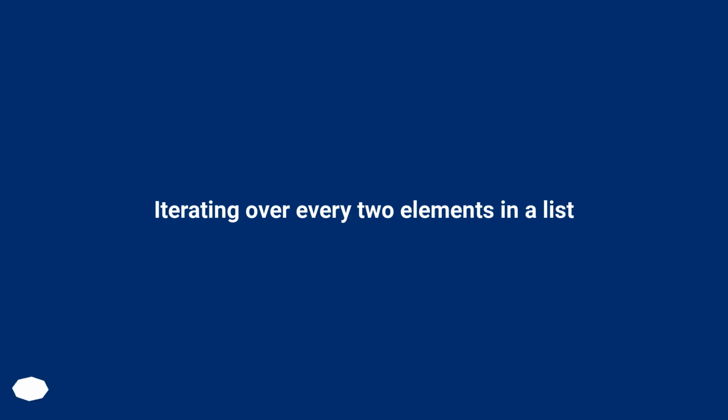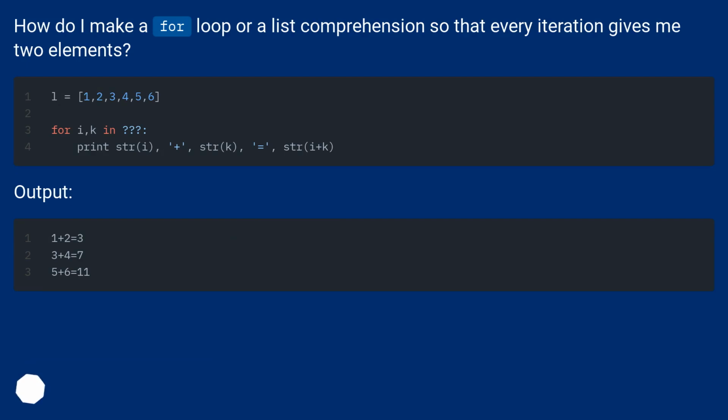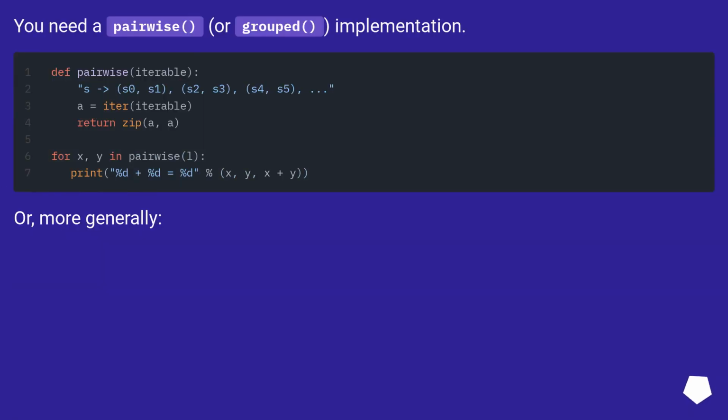Iterating over every two elements in a list. How do I make a for loop or a list comprehension so that every iteration gives me two elements? Output. You need a pairwise or grouped implementation.